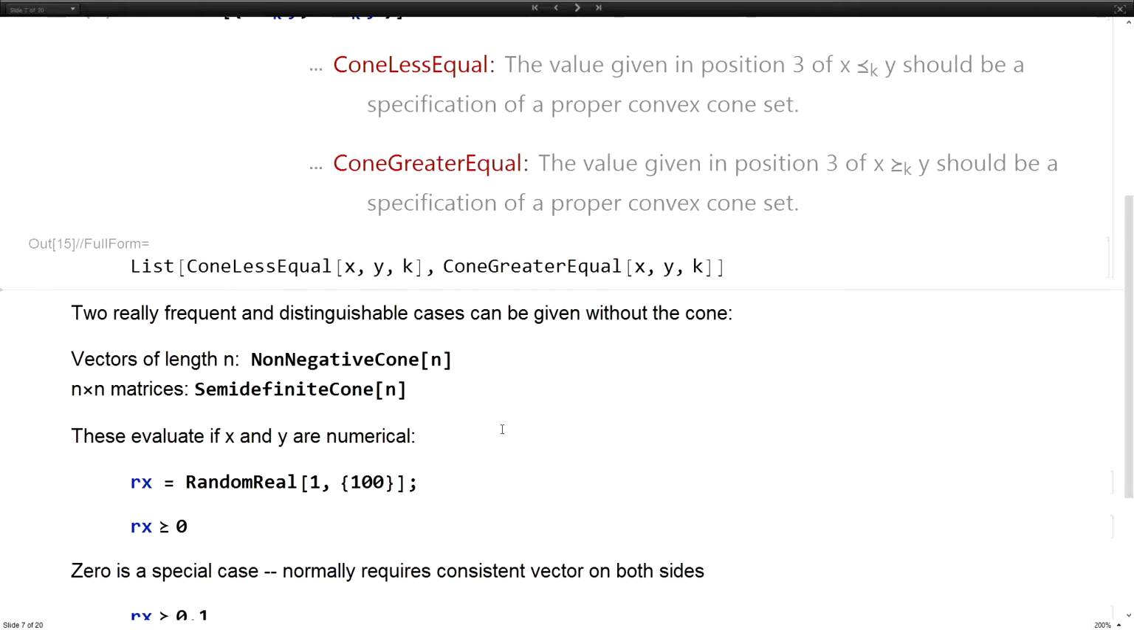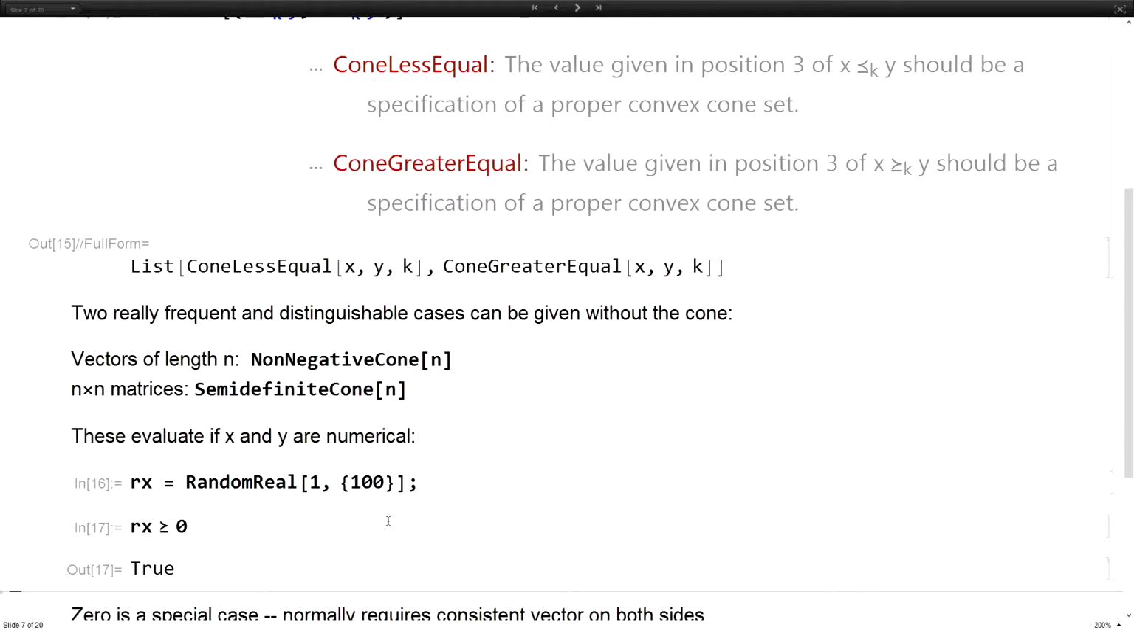So the two really frequent cases are the non-negative cone and the semi-definite cone, and they're quite distinguishable because one is for vectors and the other is for matrices, so you can specify those without the actual cone given, and we'll figure out which one you actually mean. These actually evaluate if we have numerical values. Suppose I set up a set of random reals and check to see if it's cone greater than or equal to 0. That means all elements are positive.